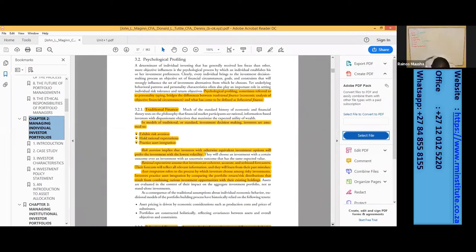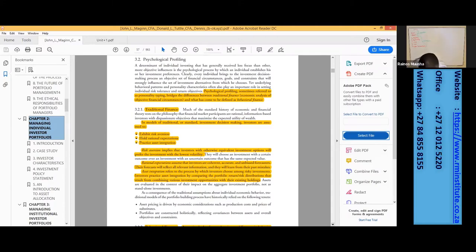Then on the next paragraph, they say, rational expectations assume that investors are coherent, accurate, and unbiased forecasters. So their forecast will reflect all relevant information, and they will learn from their past mistakes. So this is where we say we have rational investors. And next, they say asset integration refers to the process by which the investor chooses among risky investments. So investors practice asset integration by comparing the portfolio return or risk distributions that result from combining various investment opportunities with what? Existing holdings as well.